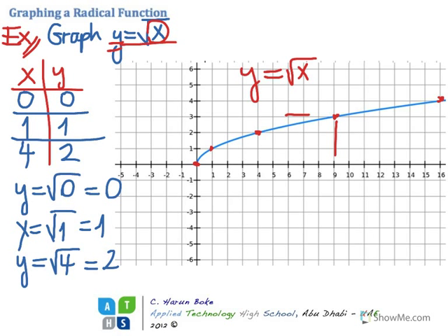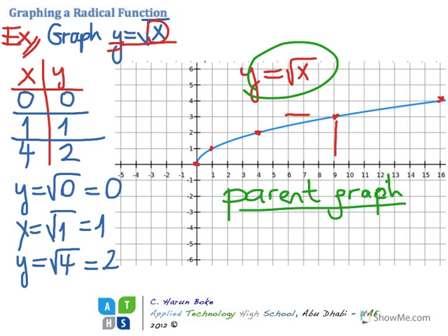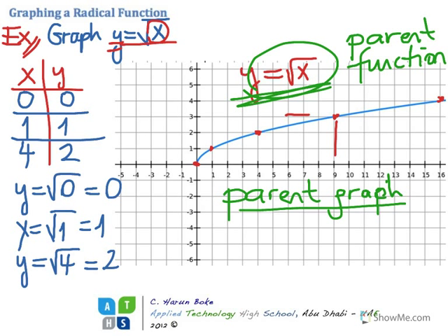Now this graph is called the parent graph because each square root function will be similar to this parent graph, and the function here, y equals square root of x, is a parent function. So this means each square root function is similar to the given parent function. So let's have another example.